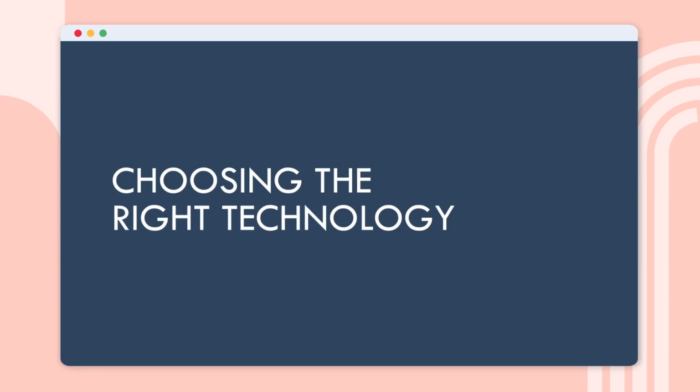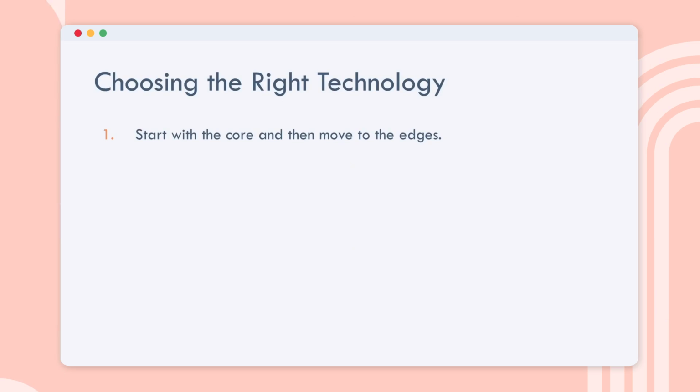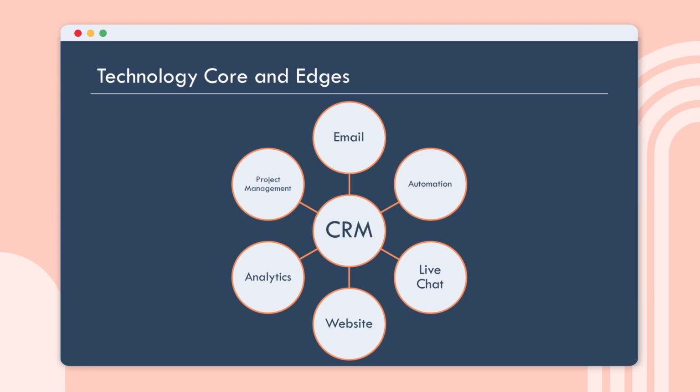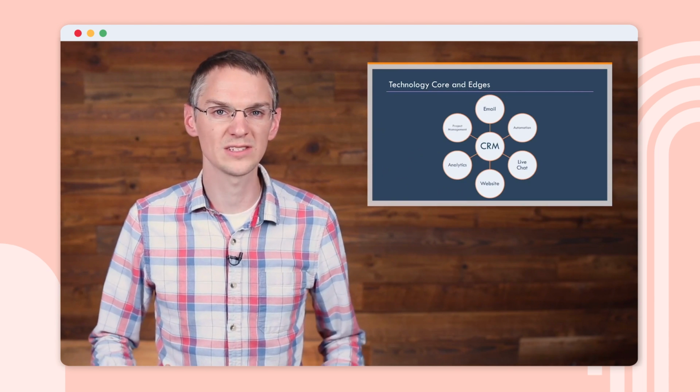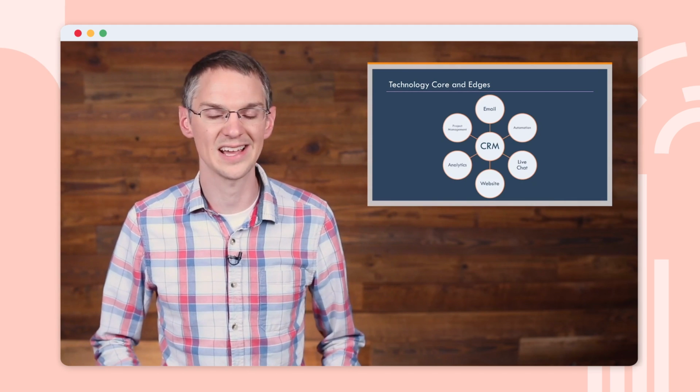So how do you go about figuring out which tools are the best fit for your company's sales enablement strategy? Here are two pieces of advice. First, start with the core and then move to the edges. The core is your foundational systems, your CRM, marketing automation platform, content management system, and so on. Take your time selecting your core because it's going to be where you centralize all of the data on your content, contacts, and customers.